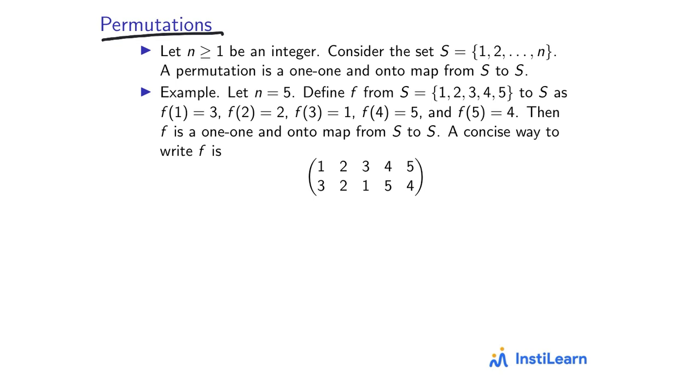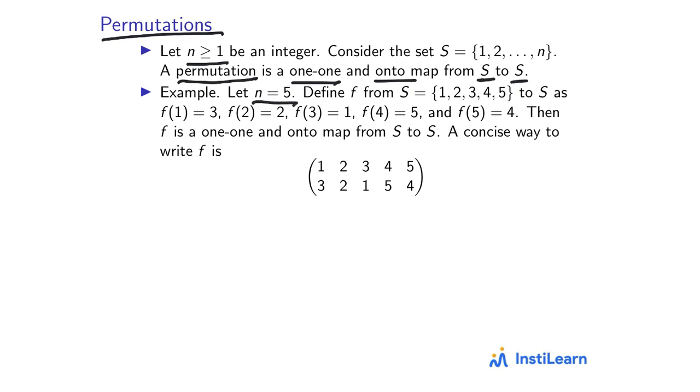So fix an integer n greater than or equal to 1 and consider the set S, which is all the numbers from 1 till n. Now a permutation is basically a one-one and onto map from the set S to S. It is called a permutation because it permutes the numbers 1 to n. So let's take an example and try to understand.